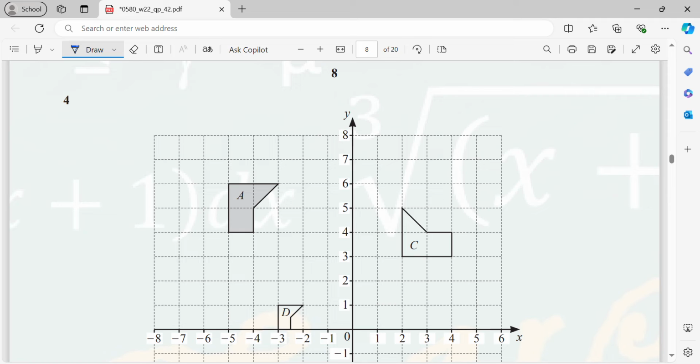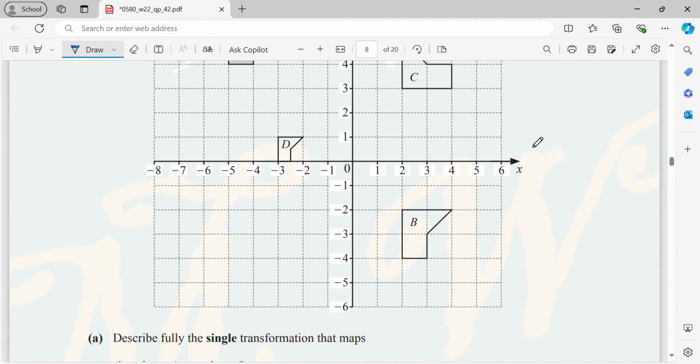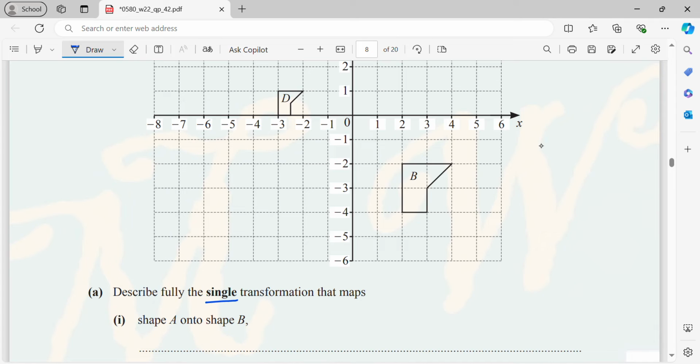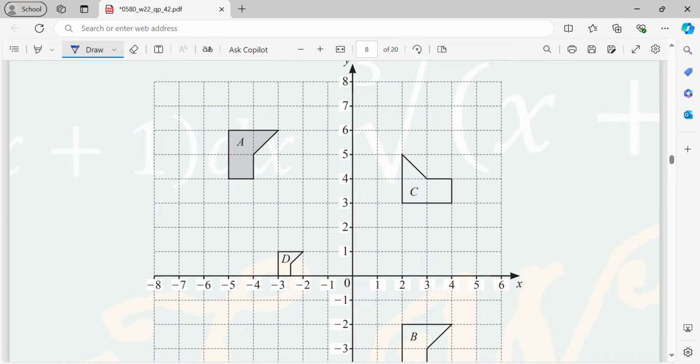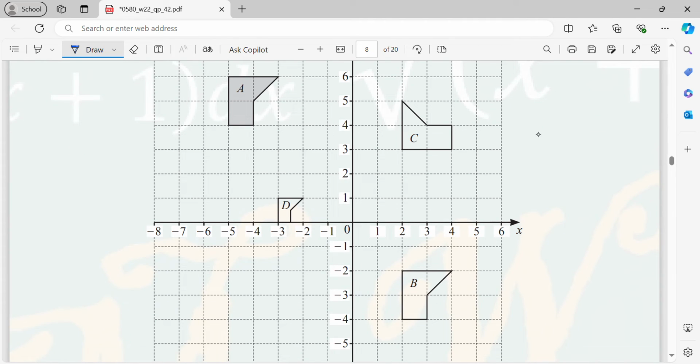For question 4, given the grid diagram, describe fully the single transformation that maps A onto B. Look at the diagram, obviously there's no change in the shape of A and B, and the position is the same, the standing position like this. That means this is translation, because the transformations involve rotation, reflection, and translation. So I will just check this point and the corresponding point.